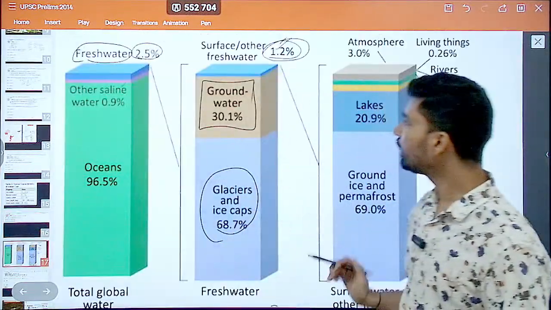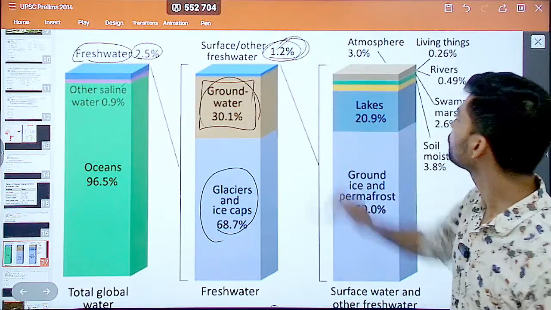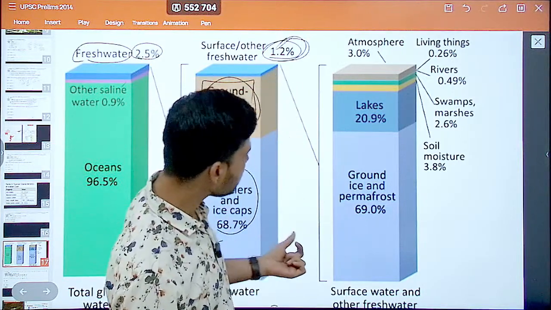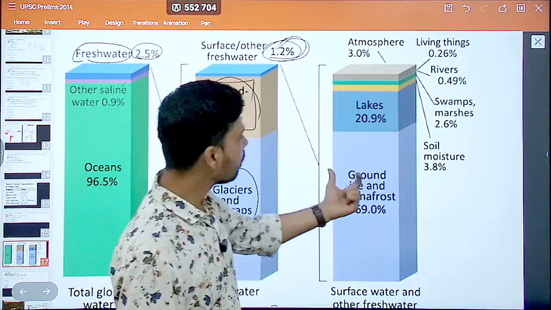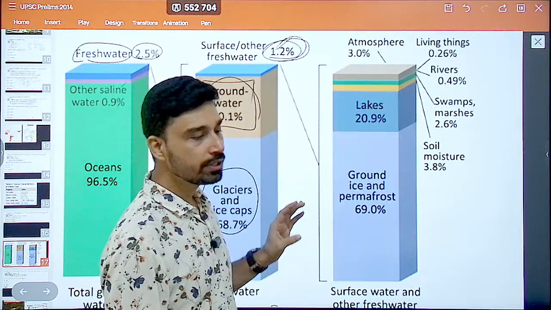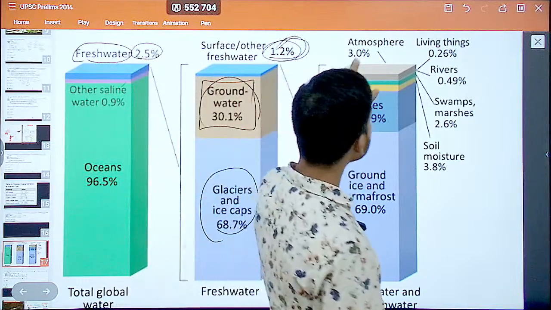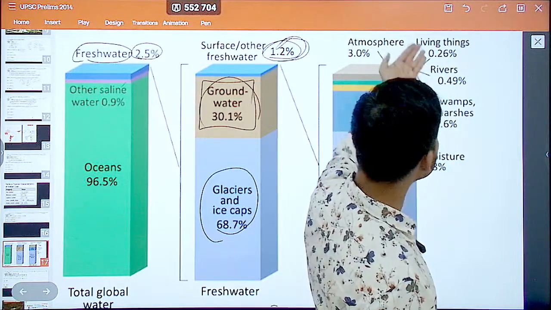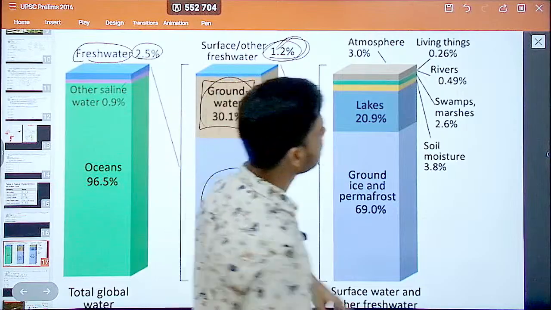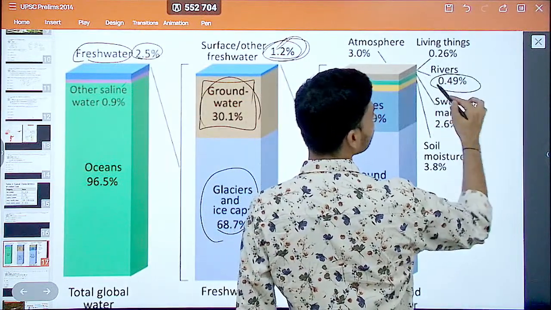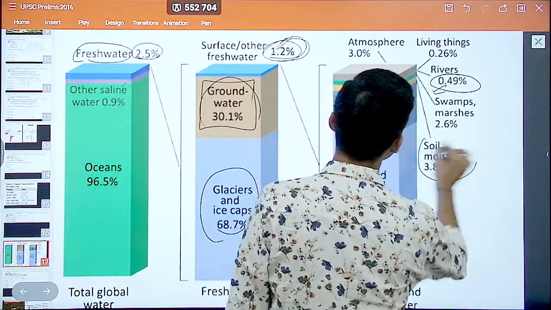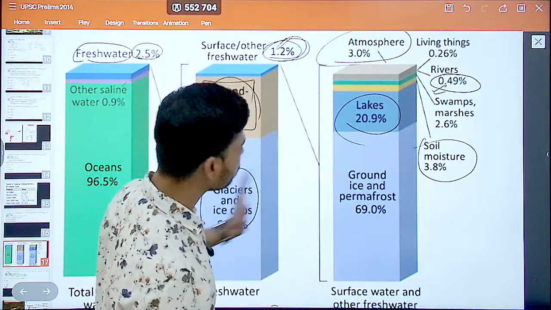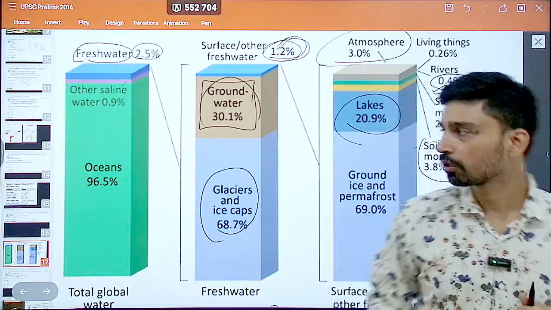However, if you go into more details, 30% is groundwater and 1.2% is surface water. Within that also, if you look at the surface water composition, 69% of the surface water is found in the form of ground ice and permafrost, 21% is in the lakes, 3% is in the atmosphere, and the remaining, soil moisture, swamps, marshes, rivers, living things, you will find the remaining amount of water. That means the concentration of water in the river is very less, even lesser than the soil moisture, lesser than the lakes obviously, lesser than the atmosphere also. So that is roughly how we can understand the distribution of fresh water on the ground surface.